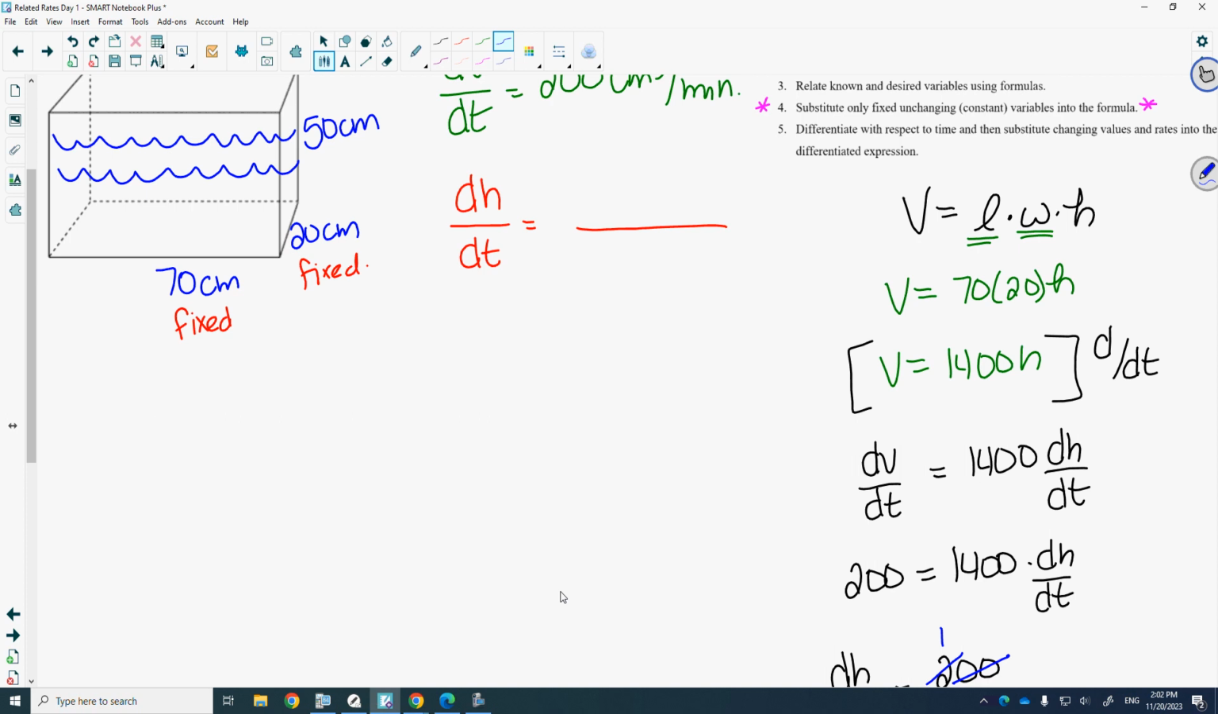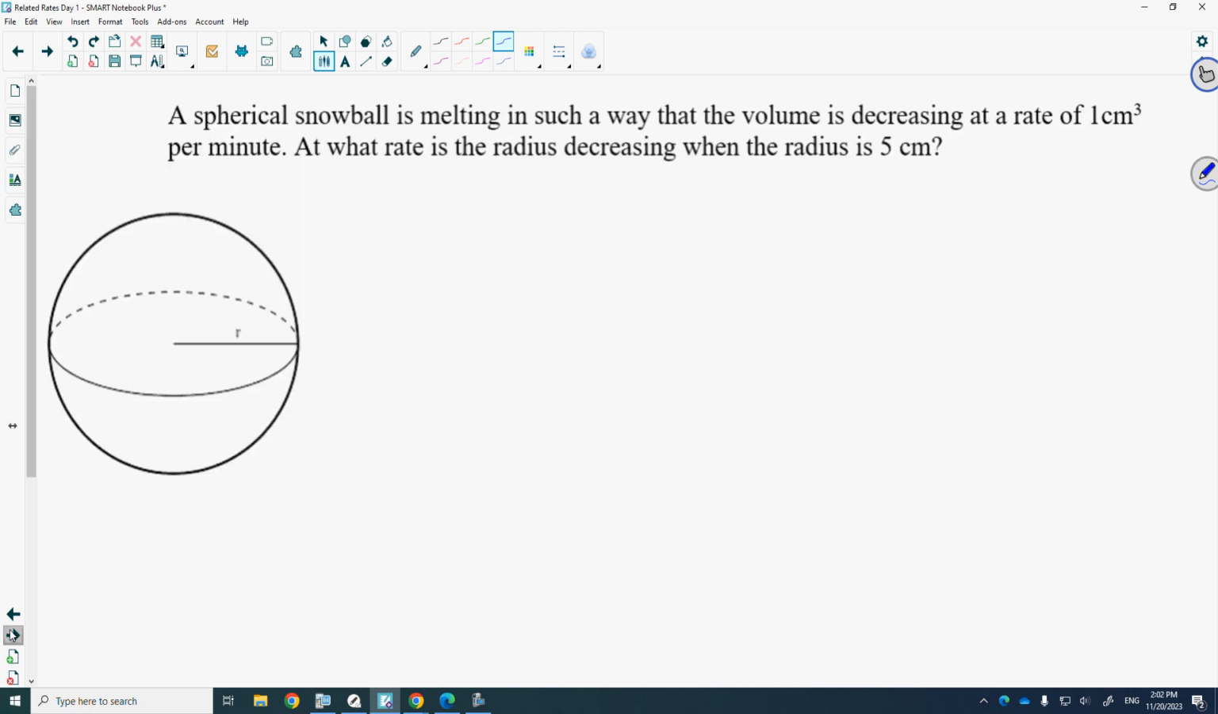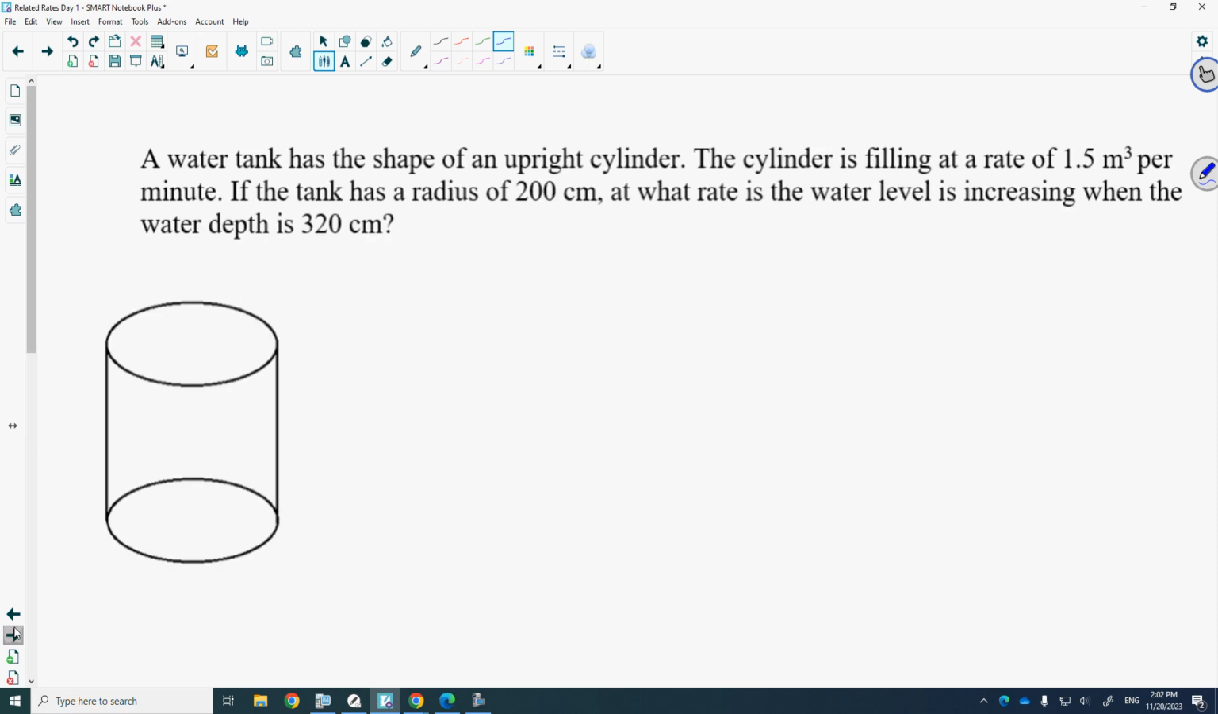Okay, let's do another one where there's something fixed. So we'll do the sphere last. This will be our last problem. Find this guy. A water tank has the shape of an upright cylinder. The cylinder is filling. Okay, so we're filling this cylinder at a rate of 1.5 meters cubed per minute.